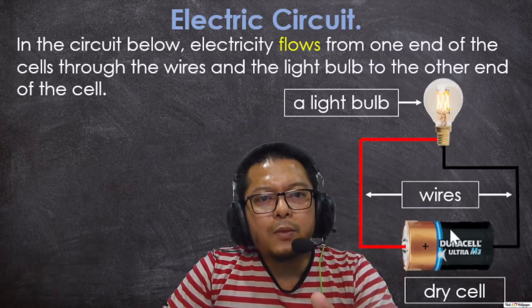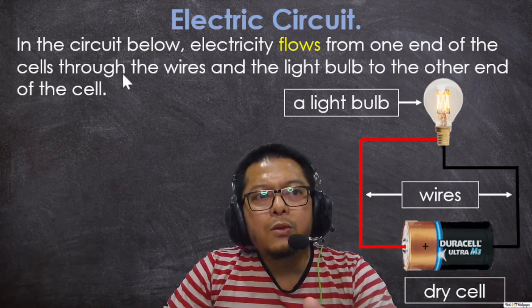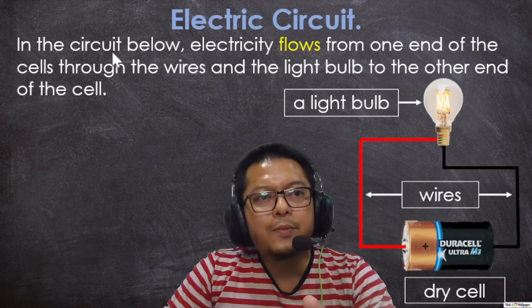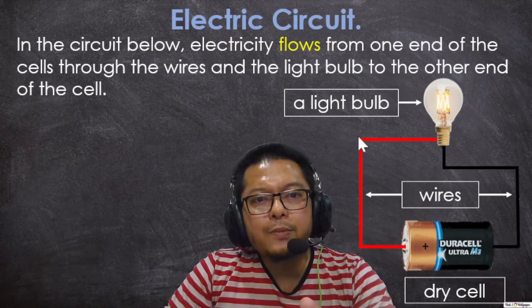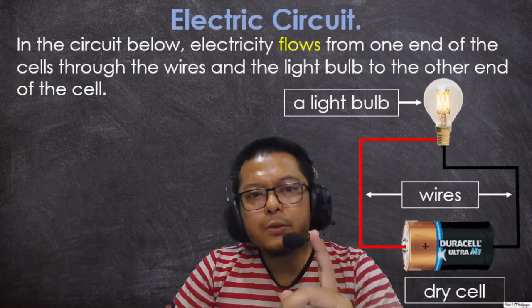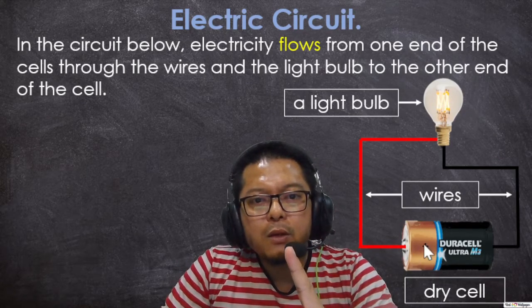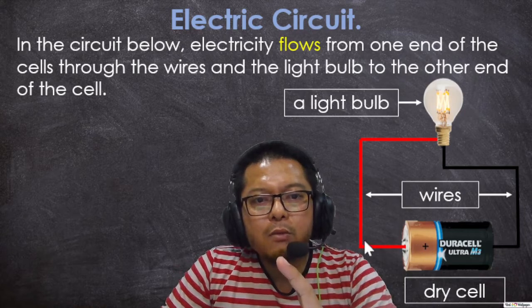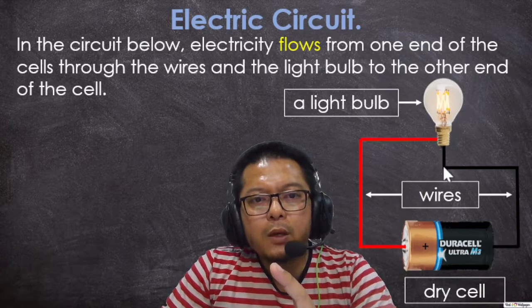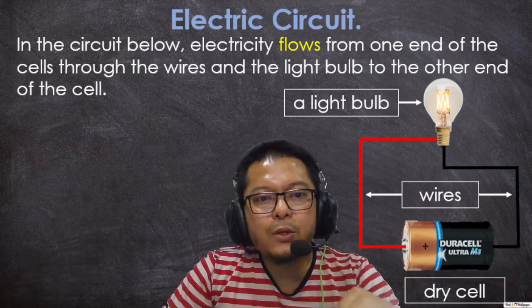In the circuit below, electricity flows from one end of the cell through the wires. Cells mean this dry cell, through this wire, and the light bulb to the other end of the cell. Now let me tell you, electric current will move from the red wire first, from the positive. It will move here, this side first. It will move like this and pass through the light bulb, and the light bulb will turn on, and then it will move this way on the black wire back to the negative terminal. So that's how it flows. I will show you again later.